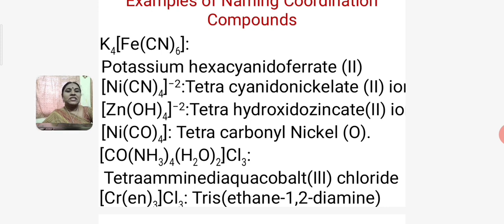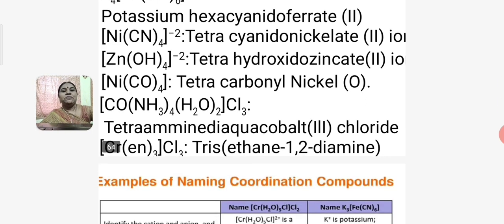Now see this next complex. In this complex, nickel is the central metal ion and carbonyl groups are the ligands, and 4 ligands are present. So the name of the complex is tetracarbonylnickel. In the bracket indicate the oxidation state of nickel. That becomes the name of the complex. Now let us see another example.